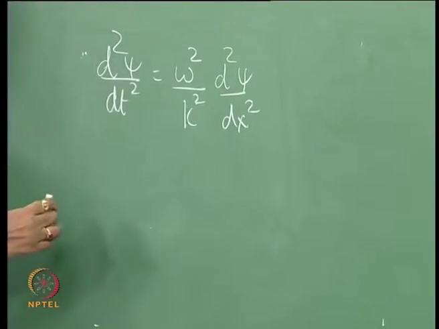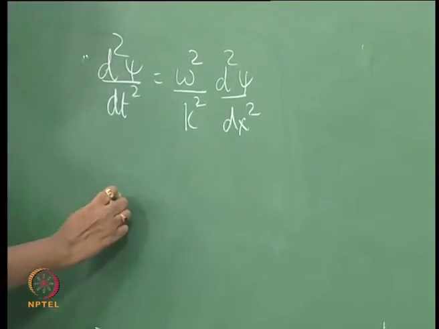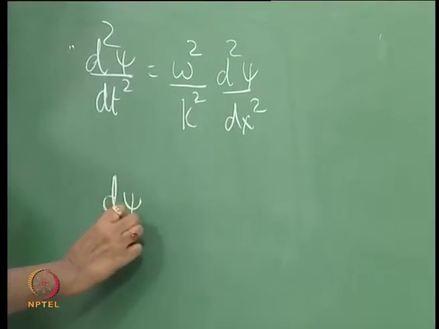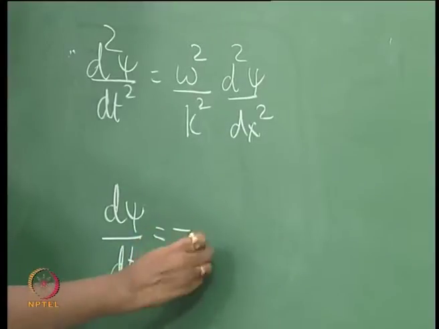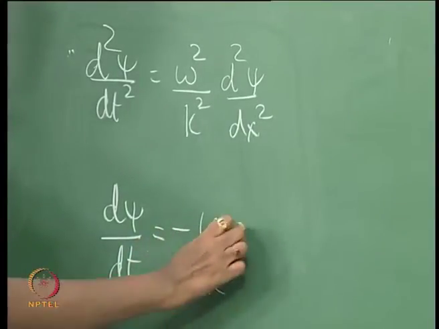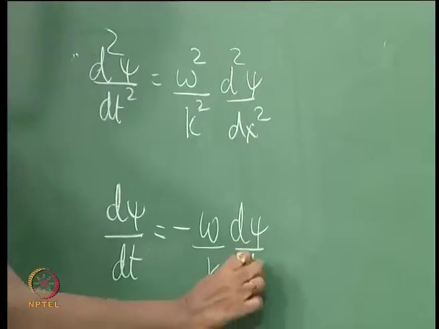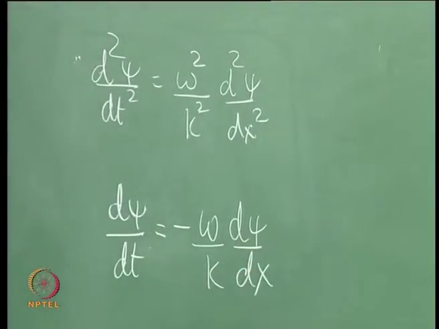Similarly, I can equate the first derivatives with respect to space and time, and I have dψ/dt is minus ω/k dψ/dx. Perhaps this is a possible equation, but in all these cases there is a problem.